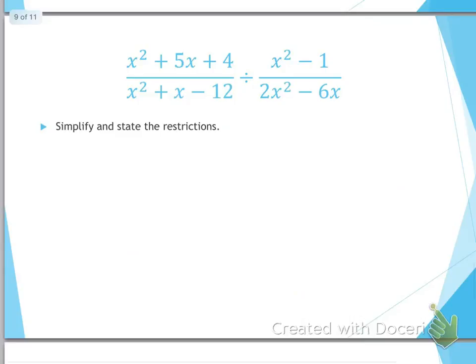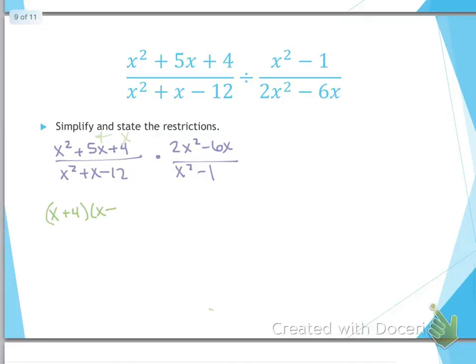Okay, so we do the same thing. So I got x squared plus 5x plus 4 over x squared plus x minus 12. We multiply by the reciprocal, so I have now 2x squared minus 6x on top over x squared minus 1. We are going to go ahead and factor. So the top one, what multiplies to get me 4, adds to get me 5, which is going to be 4 and 1. The bottom, what multiplies to get me negative 12, adds to get me 1. That's going to be positive 4 and negative 3.